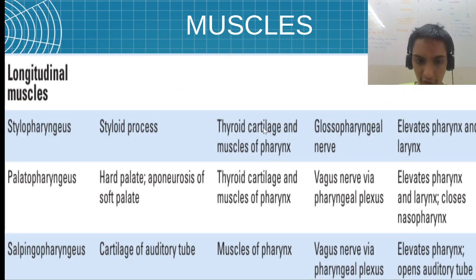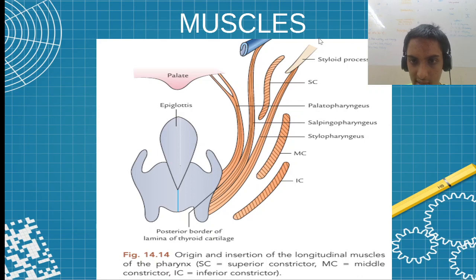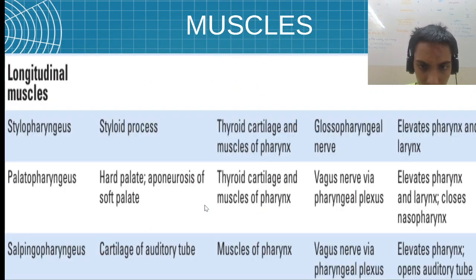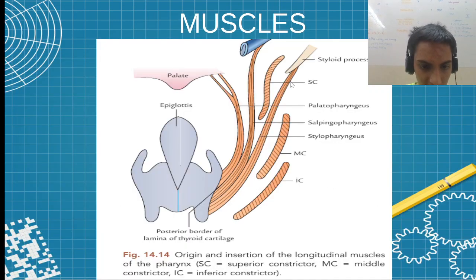So first, stylopharyngeus. It is very easy if we know the meaning of that name. Origin, insertion. Let us see. As you can see, it's coming from styloid process. Where is it inserting? Thyroid cartilage and into the pharyngeal wall. Just remember it inserts into pharyngeal wall.